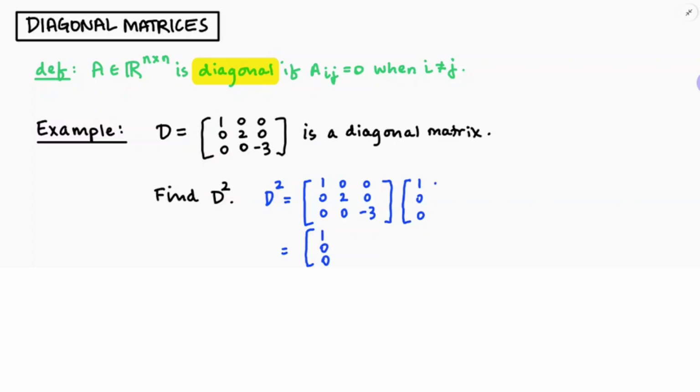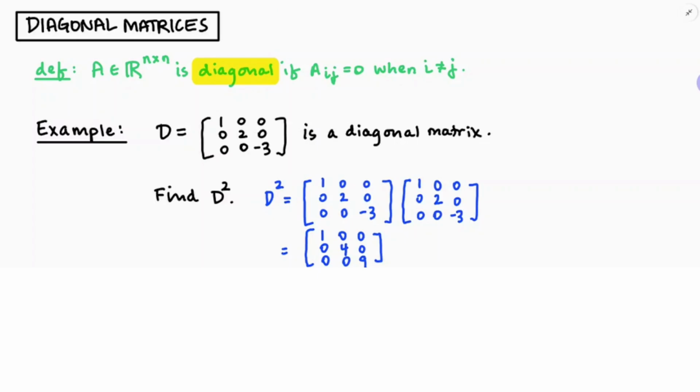Then when I multiply by 0 2 0, I'm taking none of the first, 2 of the middle column, and none of the third. So it'll be 0 4 0. And then when I multiply by 0 0 negative 3, I'm taking none of the first column, none of the second column, and negative 3 of the third column, so that's going to give me 0 0 9. And maybe you see what I'm trying to get you to see here, and you're like, okay, now I know how to take powers of diagonal matrices.